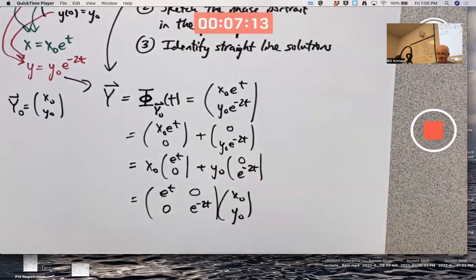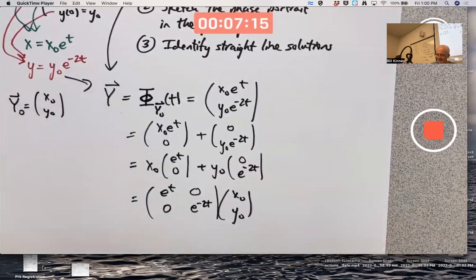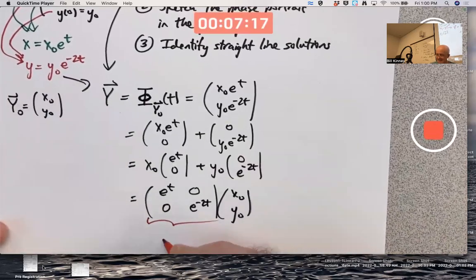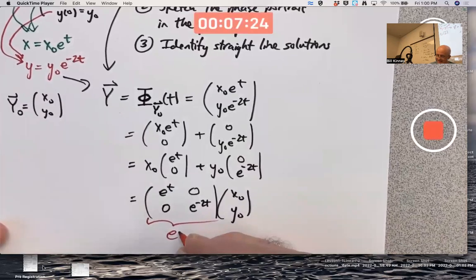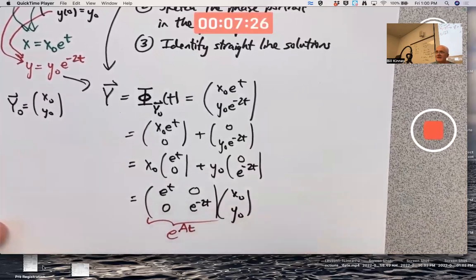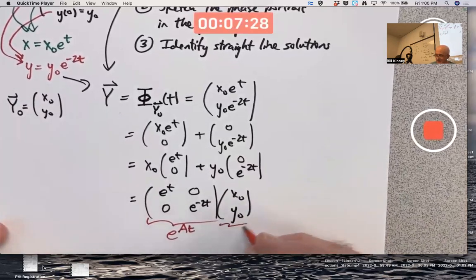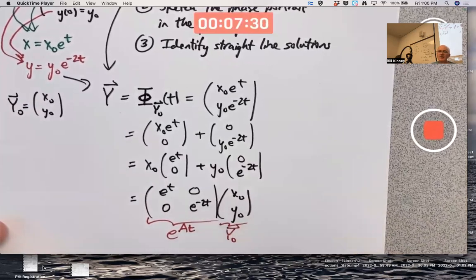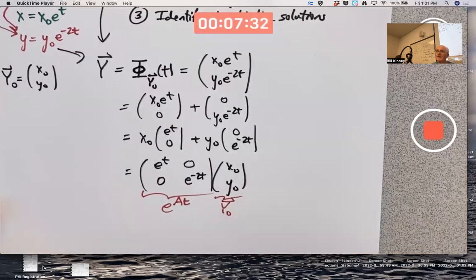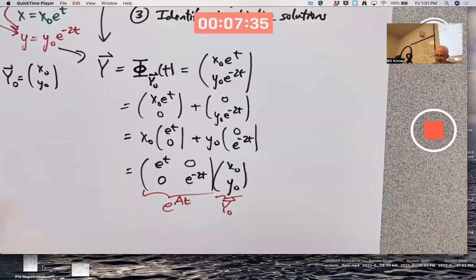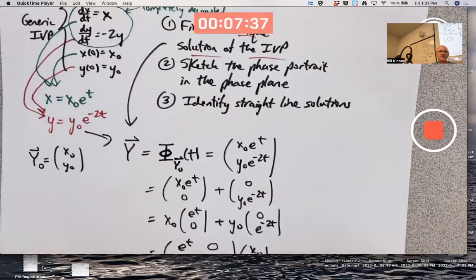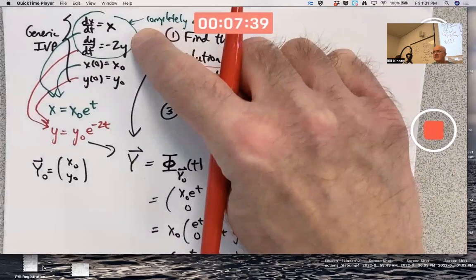And guess what? This thing is the matrix exponential of a coefficient matrix that I haven't specified yet, e to the capital A times t. And this thing is your initial condition vector, capital Y0. What is A? A is the coefficient matrix for the system if you wrote the system in vector form.